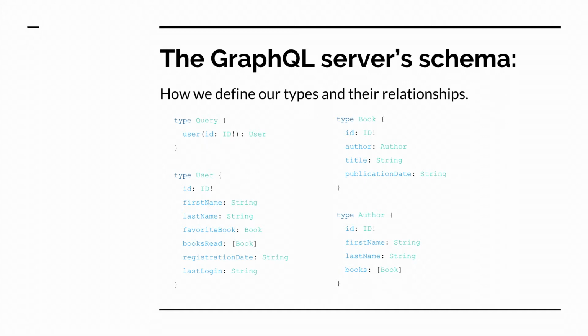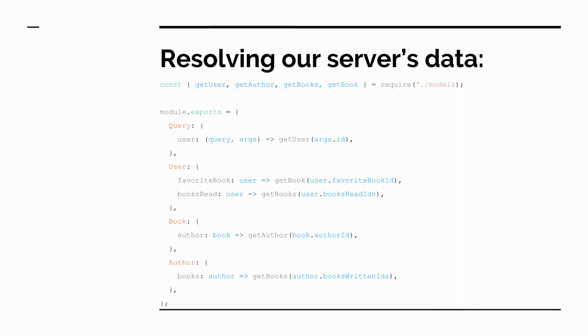One note too on the scalar values: you can actually create your own. Like I have date here as a string. If you wanted to create your own scalar value for date, you can do that as part of the spec.